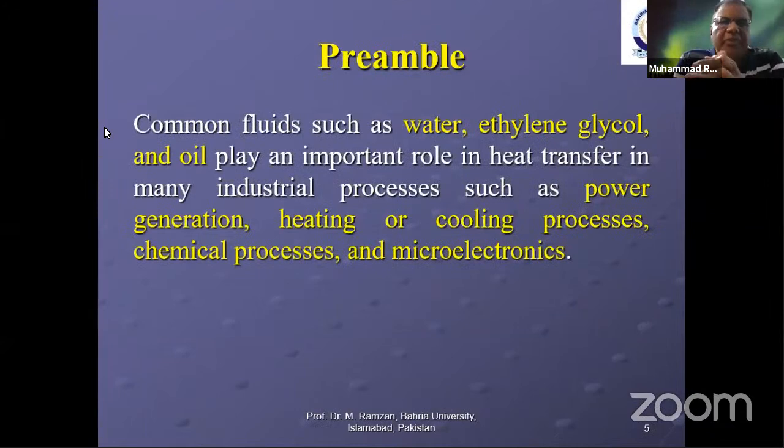If we talk about the preamble, common fluids such as water, ethylene glycol, and oil play an important role in heat transfer in many industrial processes such as power generators, heating or cooling processes, chemical processes, and microelectronics. These fluids have a relatively low thermal conductivity and thus cannot reach high heat exchange rates in thermal engineering devices.